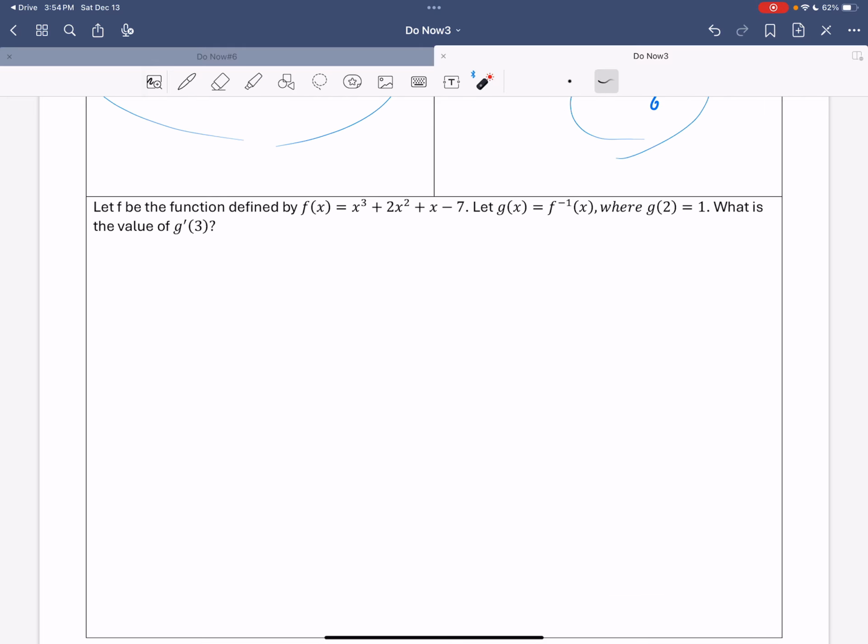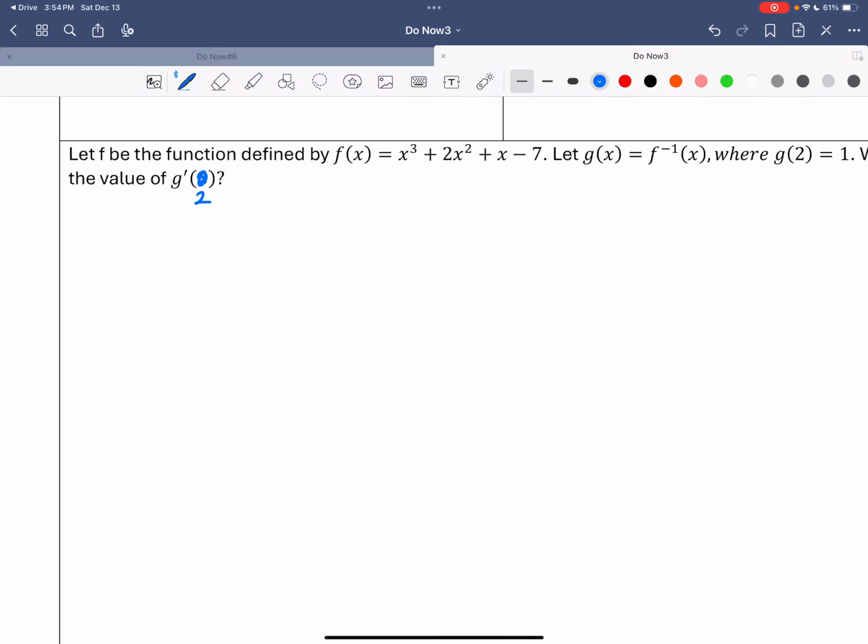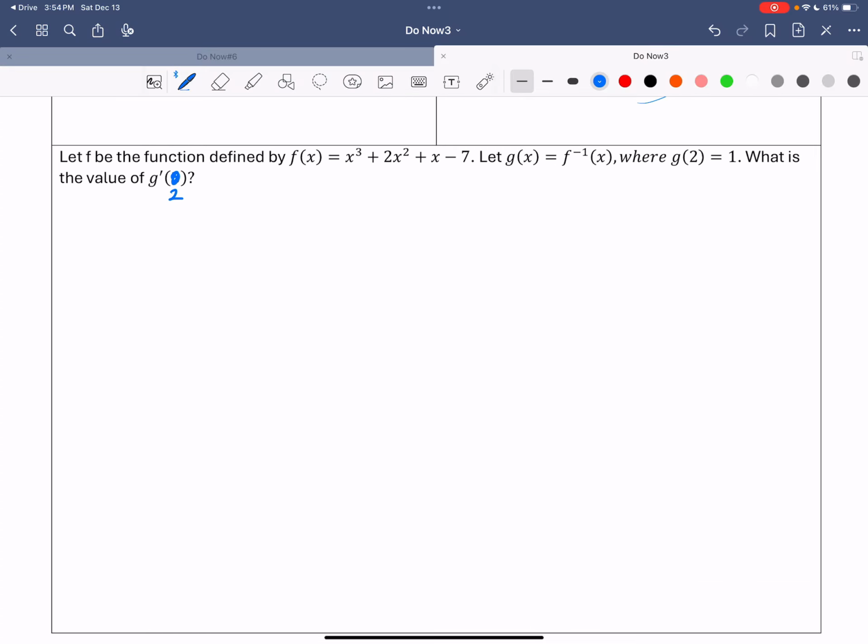Now let's do this question. Let f be the function defined by this. And if g of x is f inverse of x, where g of 2 equals 1, what's the value of g prime of 3? Actually, let's change this one into 2 because that makes more sense. Oh, keep that in mind. g of x equals f inverse of x. I told you that you have to memorize: g prime of x is 1 over f prime, parenthesis, f inverse of x.